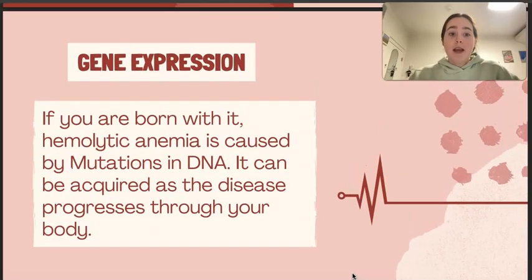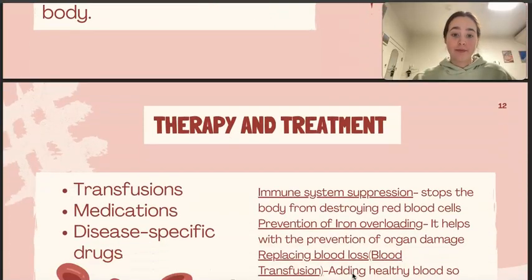Gene expression. If you're born with it, hemolytic anemia is caused by a mutation in the DNA, because there are two ways it's done. It is inherited from mother to offspring, or just inherited down the line, or it can be developed because of something that has happened to your body. So it can be acquired as the disease progresses through your body. So you really have to be careful with your diet, and if you have diabetes, again, just make sure you're keeping up with everything to stay healthy.